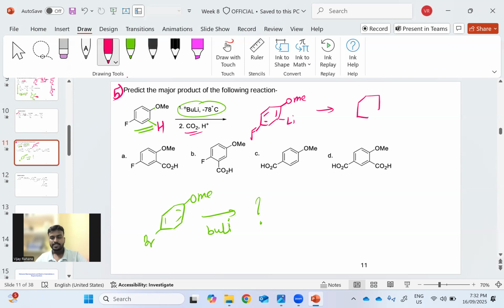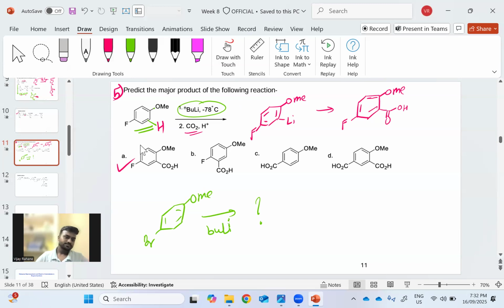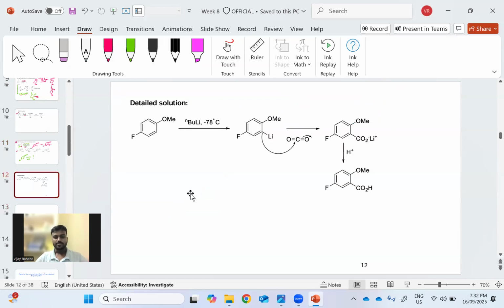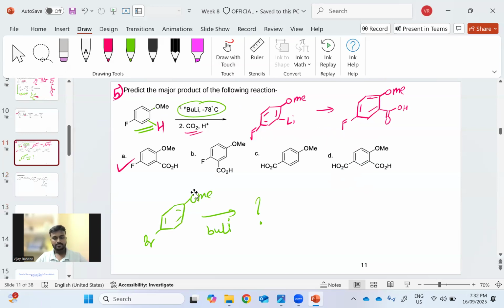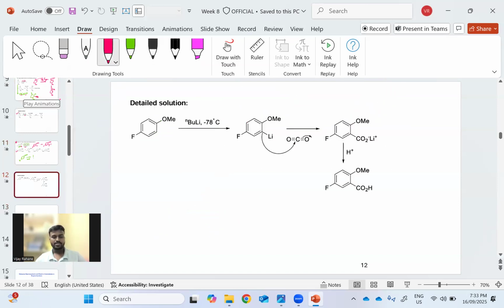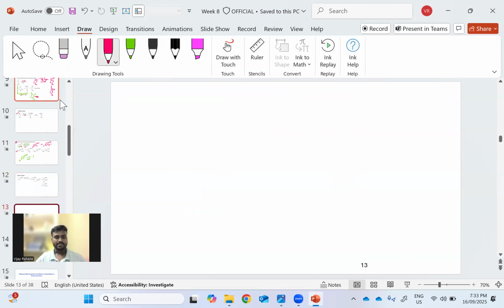We have already seen this reaction mechanism in detail, so I'm not going to explain it completely. You can refer to the previous examples. So this is the product formed in this reaction. Option A is the correct option here. You can refer to this mechanism. I have shown a similar mechanism.